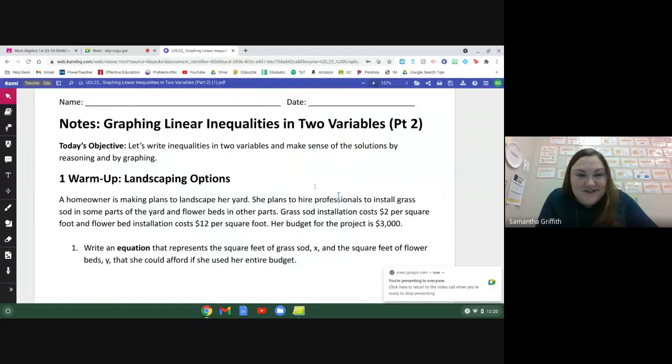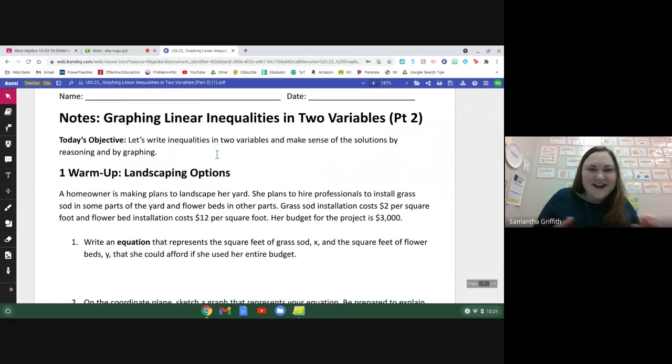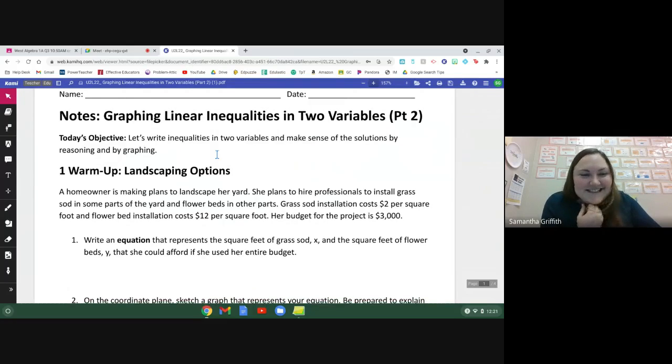So if you remember from yesterday, we started looking at graphs of these linear inequalities. We started that yesterday, and we're going to finish up today in part 2 of these notes. The objective for today is to write inequalities in 2 variables and make sense of the solutions by reasoning and graphing. Yesterday, we were looking at a lot of graphs that didn't have any sort of context or real world situation. And today is going to have a lot more of those. So hopefully it'll help you solidify and cement all the stuff you learned in yesterday's lesson.